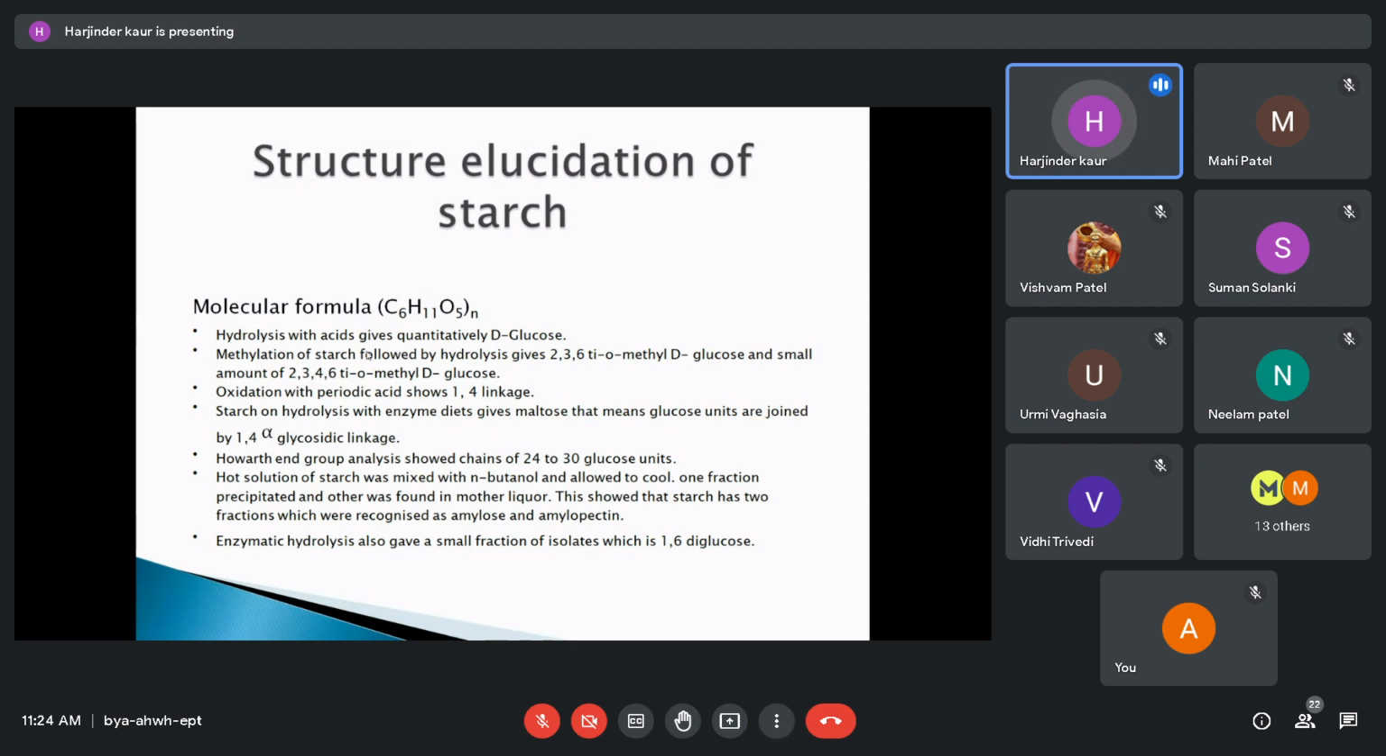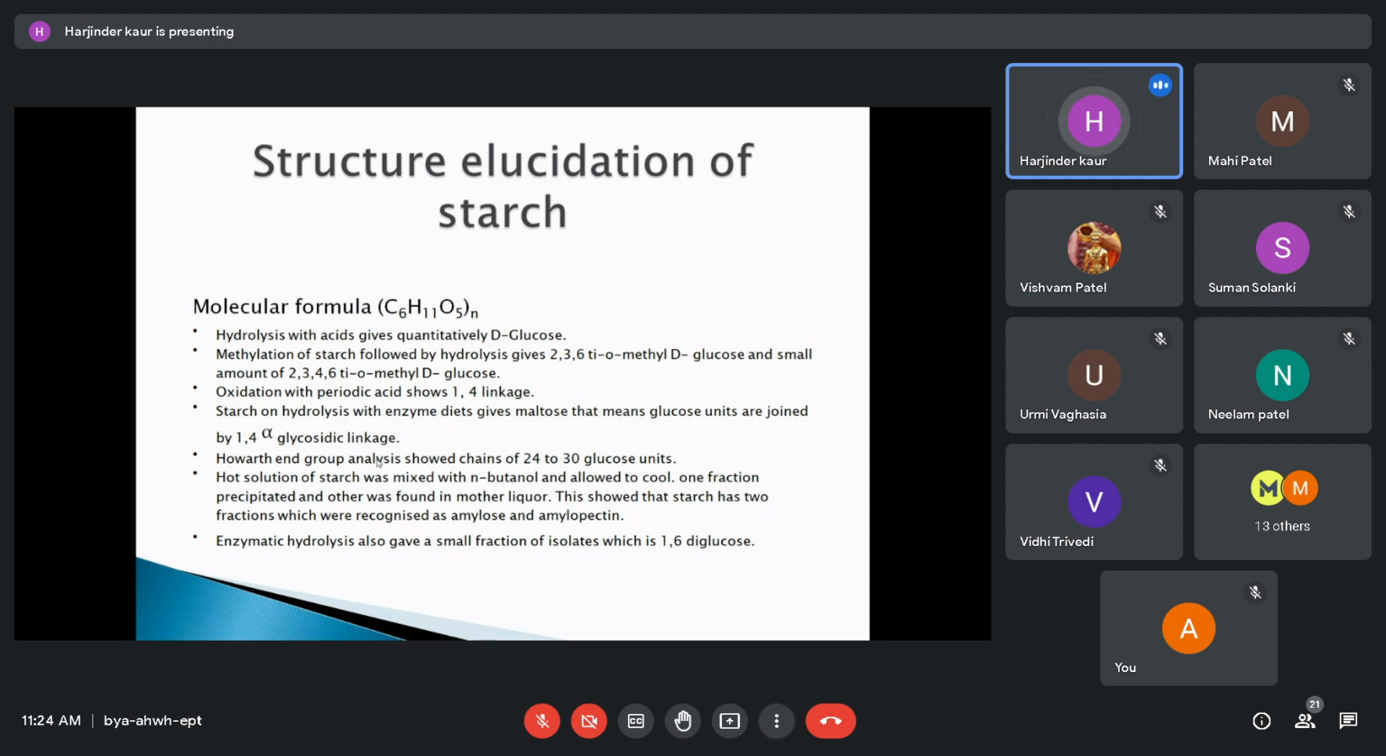Now in a polymer chain, the only free OH groups will be those which are not included in the linkages, whether 1,4 or 1,6 or whatever; those will not get methylated. Others will all get methylated. So when starch is hydrolyzed after methylation, two types of monomers were obtained: 2,3,6 tri-O-methyl D-glucose and a small amount of 2,3,4,6 tetra-O-methyl D-glucose. Okay. Now, what does this indicate?